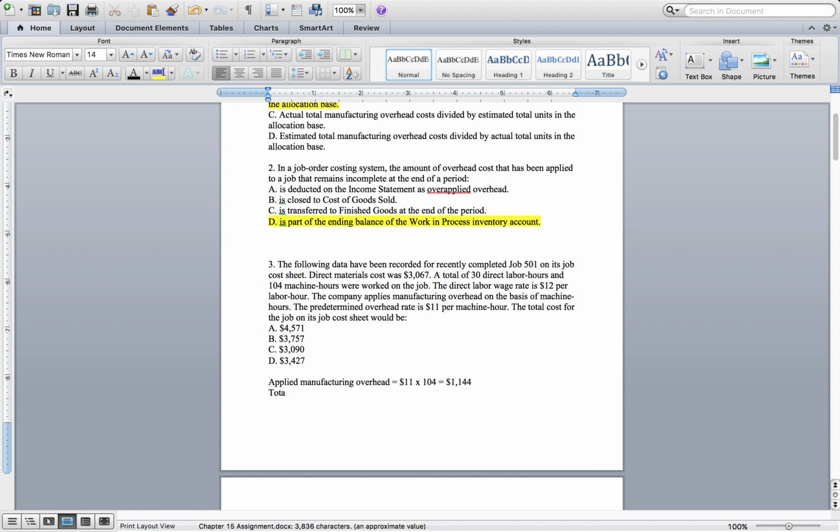The next thing you want to calculate is what is the total cost. Okay, well, again, to start, total cost, you want to start with the direct materials, which was $3,067. Then you want to add the direct labor, which is 30 direct labor hours, again, multiplied by the $12. And the last thing you want to add is what we just calculated, the applied manufacturing overhead, which is $1,144. And we add those three up, the total will be $4,571.